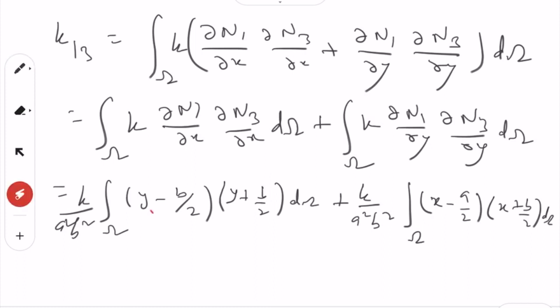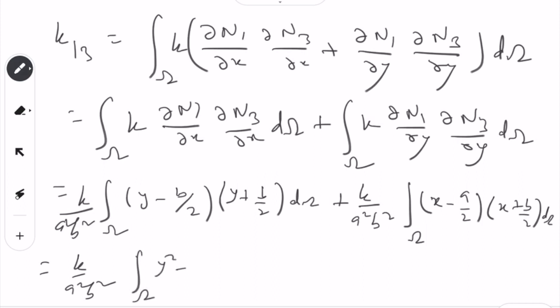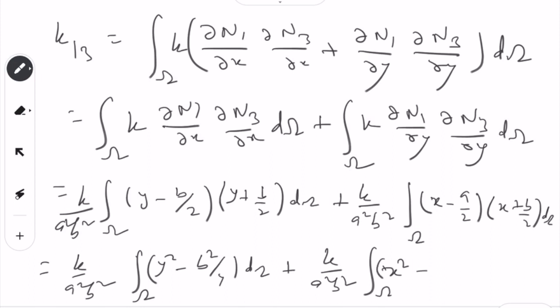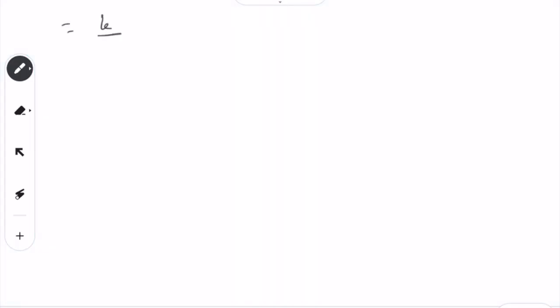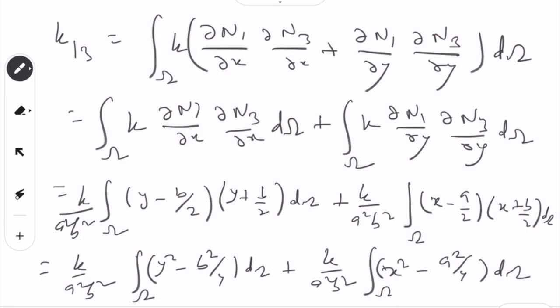So whatever the value we get, we just repeat it for that. So we get k over a square b square, and then for this we write: the integral of (omega y square minus b square over 4) d omega, plus k over a square b square times the integral of (omega x square minus a square over 4) d omega. Next, this is equal to k over a square b square, and then we have y cube over 3 minus b square, so this has just y.